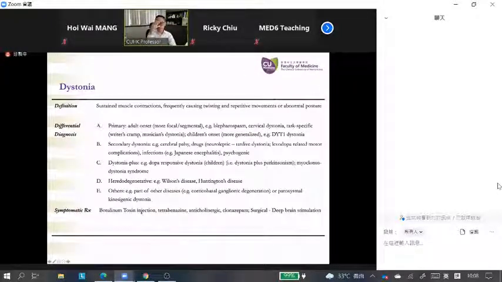So the treatment, if it's more focal, blepharospasm or cervical dystonia or even writer's cramp, the first line will be botulinum toxin injection. But it's symptomatic. The toxin effect will wear off in a few months, so the patient needs regular injection. The other drugs, such as tetrabenazine, a dopamine depleting agent, an anticholinergic, clonazepam, overall not very effective. The drugs are not very effective, and rarely deep brain stimulation may help.